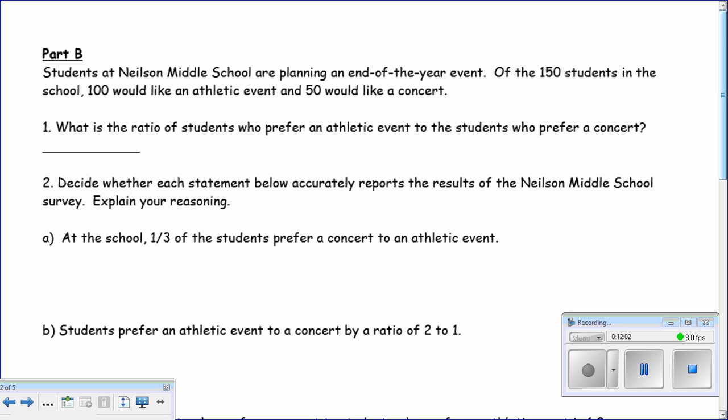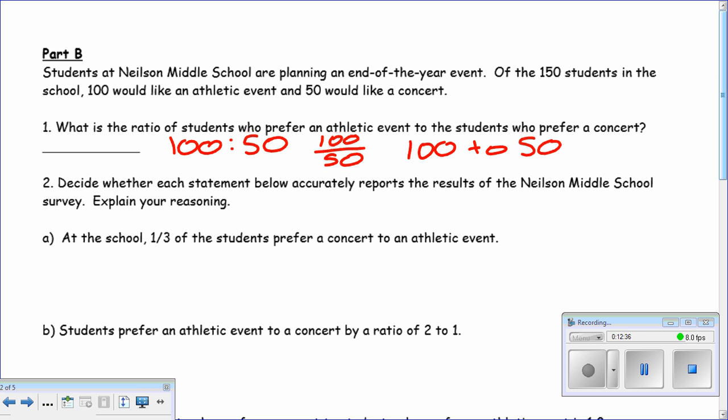If we have 150 students in the school, 100 preferred the athletic event to the 50 that preferred the concert. That's one way we can write it. Because this is a ratio, we have 3 different ways we can write it. We could also write it as 100 over 50. And lastly, we could also write it as 100 to 50. Any of these forms would be the proper way to write it.